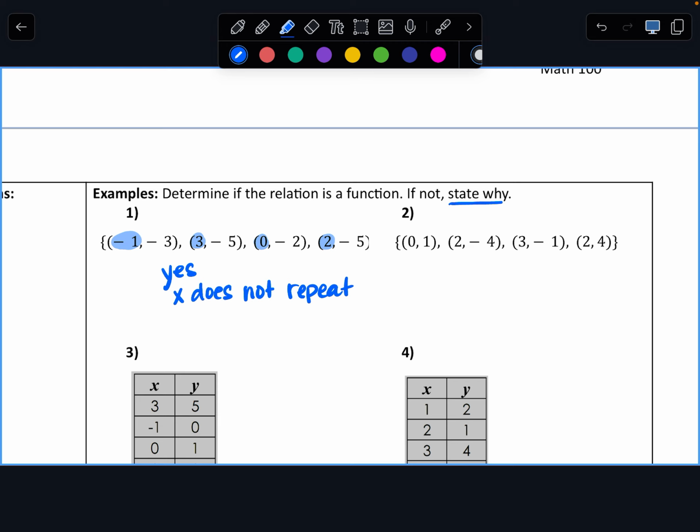Let's look at number 2. We have 0, 2, 3, and 2. That 2 repeats, and it gives us 2 different numbers. So this one is not a function because x repeats.